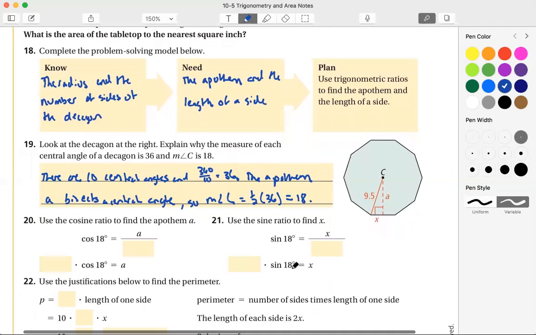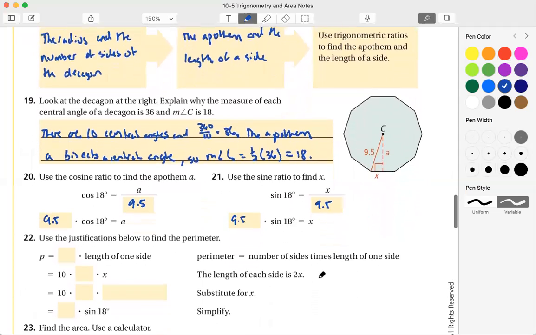So in this picture, notice we have the side opposite, the side adjacent, and the hypotenuse. So we're going to use the cosine. So cosine of 18 degrees equals A over 9.5. Multiplying by 9.5, we get A. We use the sine ratio to find x. So the sine of 18 degrees equals x over 9.5. So we have 9.5 times the sine of 18 degrees is x.